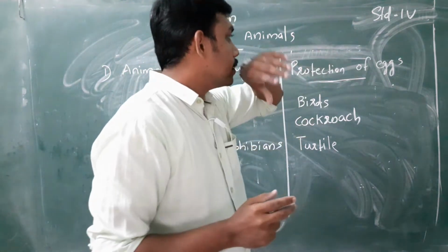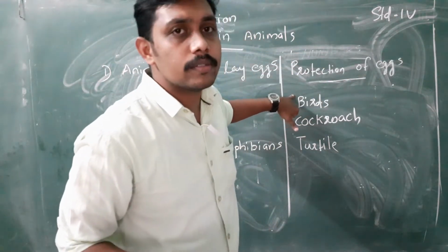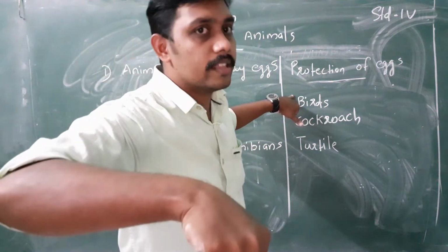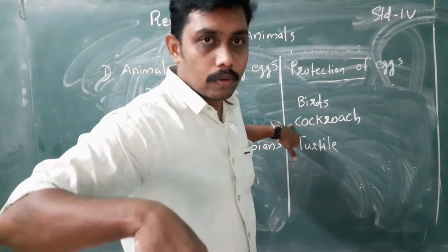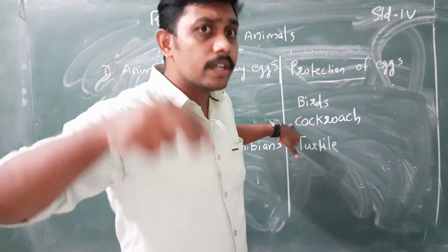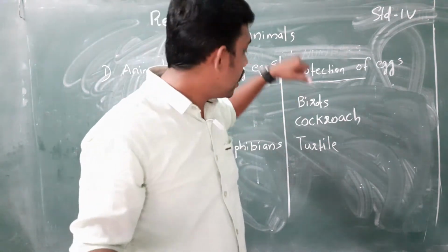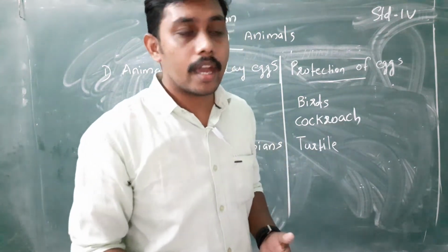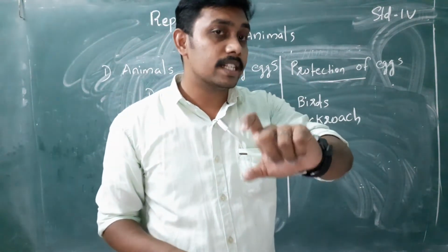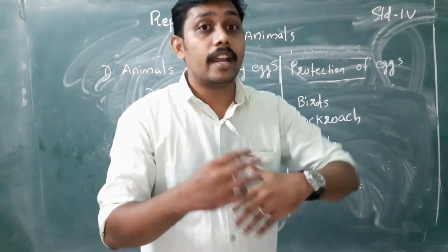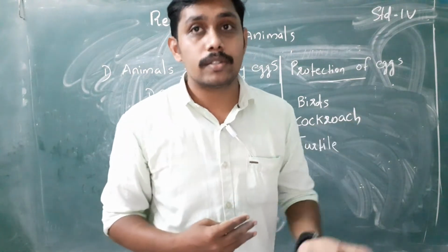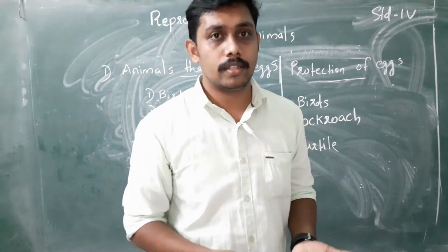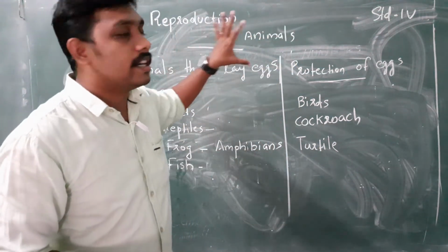So this is the process. This is the protection of eggs. In the case of birds, they prepare a nest. In the nest, birds lay the eggs and protect the eggs. In the case of cockroach, they lay eggs in dark places. In the case of turtle, they bury the eggs in the land. In the case of female turtle in the sea, they lay hundreds of eggs, of which two or three produce young ones. Okay. This is about animals that lay eggs.